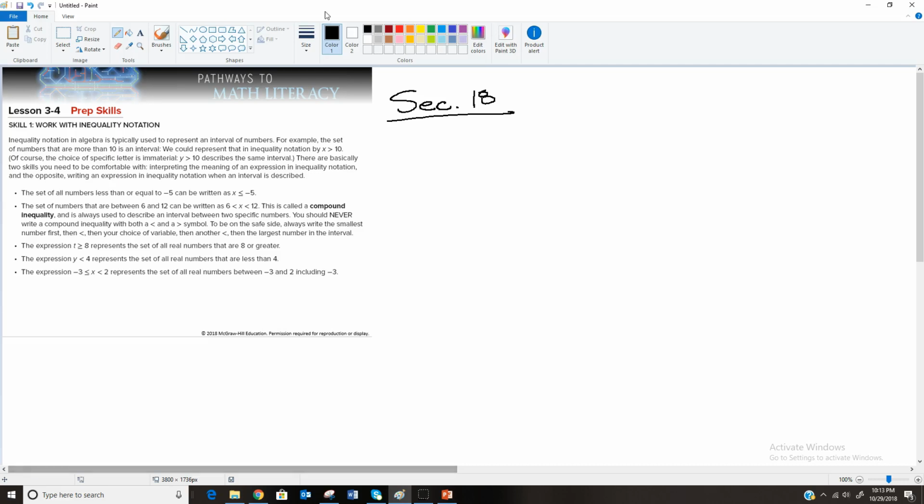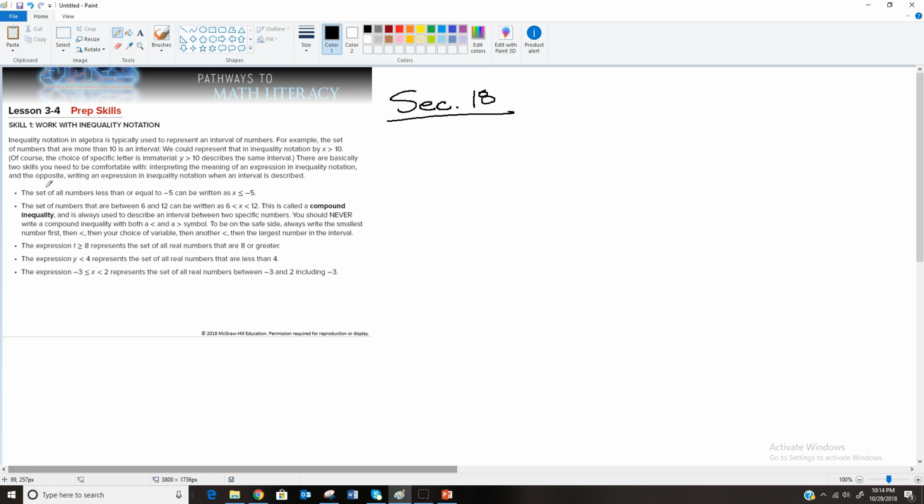Hi everyone, we're picking up with section 18 in our class, and our first prep skill is going to be working with inequality notation. So inequalities are similar to an equation or to an equal sign, but they are for when you want a particular set of numbers that are greater than, less than, in between two numbers, or you could also have less than or equal, greater than or equal.